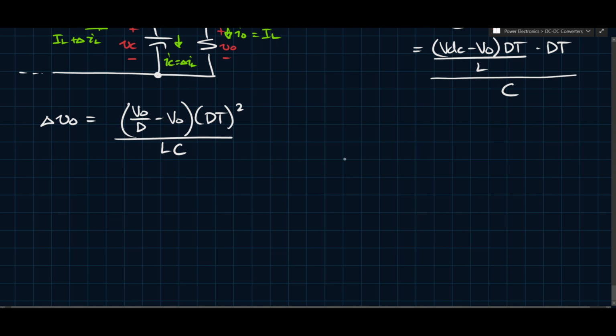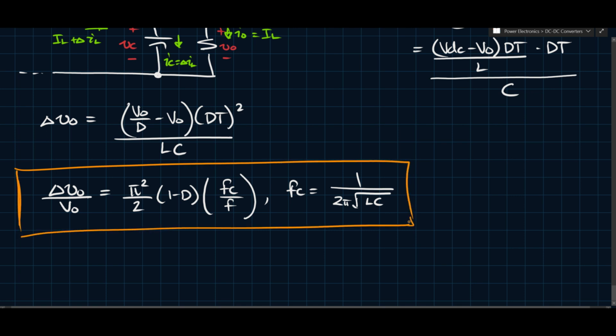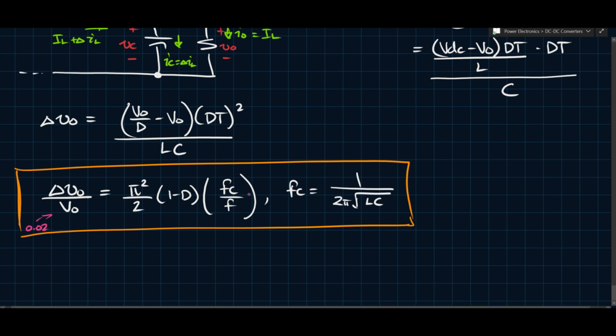Now, you can go through and manipulate and simplify things a lot, and I'm going to skip most of the steps here because it'll take a while, and you can do them on your own. It's not very difficult. But basically, delta VO over VO is equal to pi squared over 2, times 1 minus D, times FC over F, squared, where FC is defined as 1 over 2 pi square root of LC. Right? So if you want to have a 2% ripple, then you set this to 0.02, and then you solve all of this for the value of C.